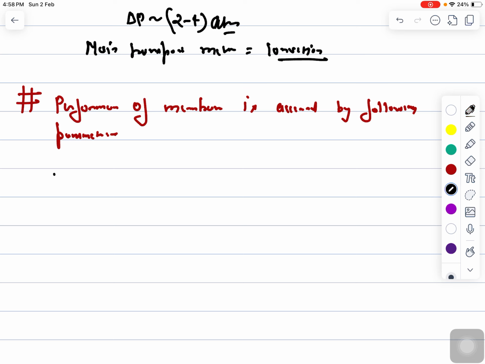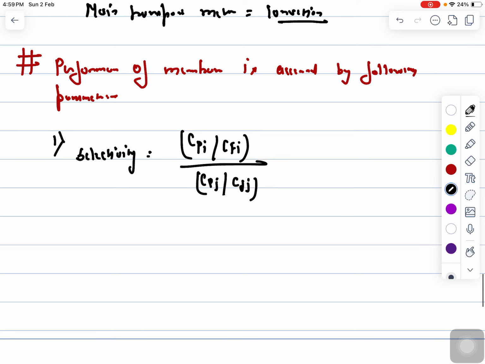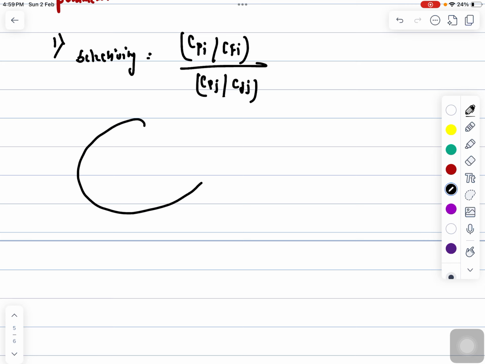So the first parameter that comes here is the selectivity of a membrane. That can be defined as CPI divided by CFI, divided by CPJ divided by CFJ, where I and J are two different species. Is that clear? So let's say the two different species are I and J, and they are being separated by the membrane.